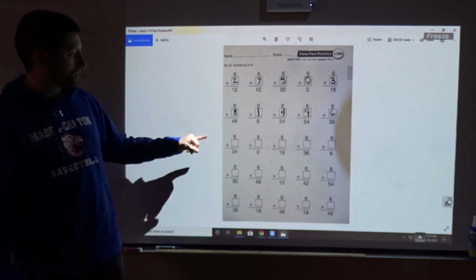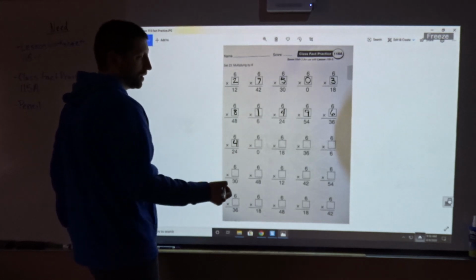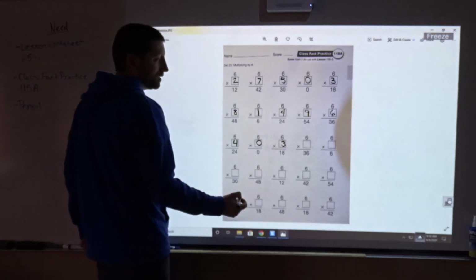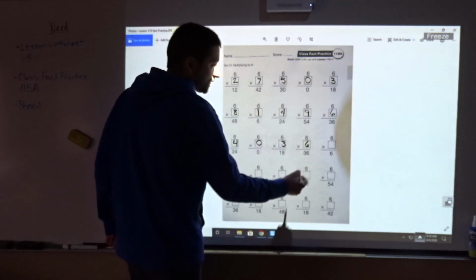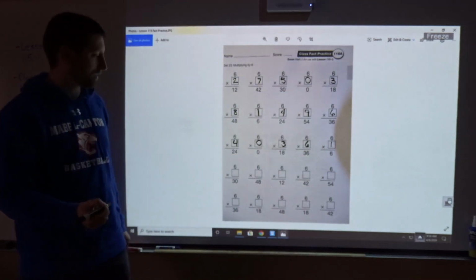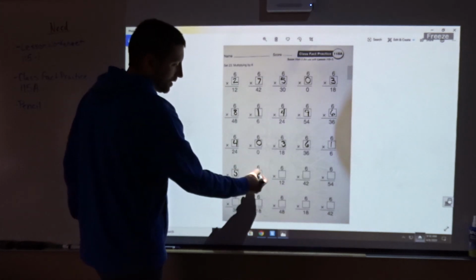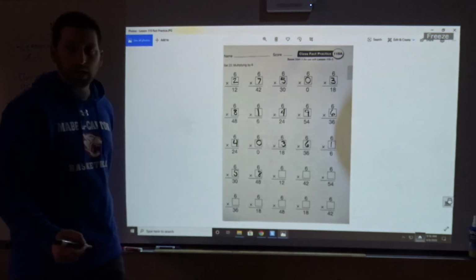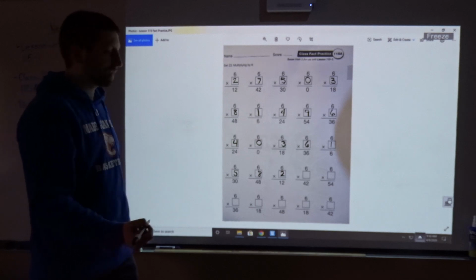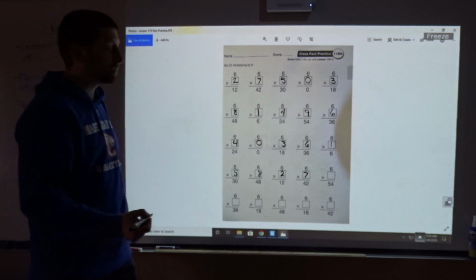Welcome back. Let's go through the last 3 rows here together. 6 times 4 is 24. 6 times 0 is 0. 6 times 3 is 18. 6 times 6 is 36. 6 times 1 is 6. Fourth row. 6 times 5 is 30. 6 times 8 is 48. 6 times 2 is 12. 6 times 7 is 42. 6 times 9 is 54.